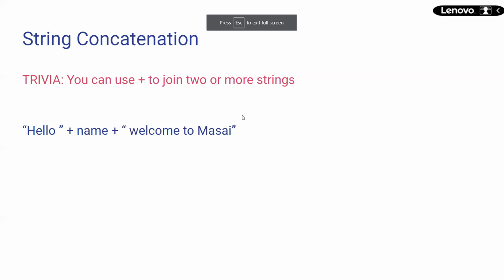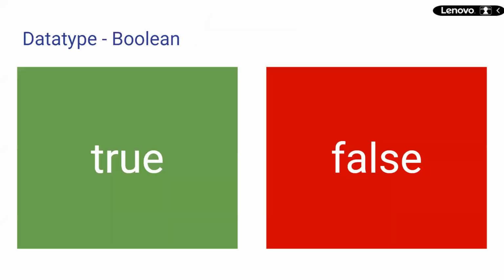Now I just want to tell you one more thing, the last data type, the one I haven't discussed yet. That very interesting data type is Boolean. Boolean is like I told you about a bulb, 1, 0. Boolean cannot say many things. Boolean says either true or false.